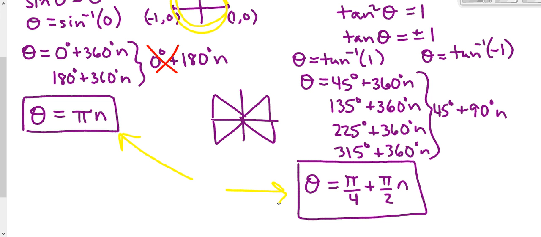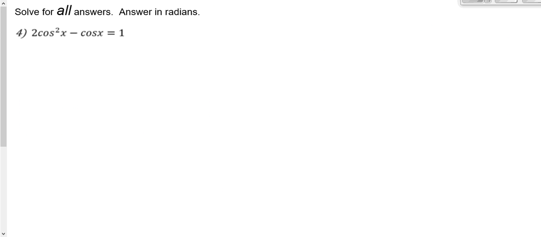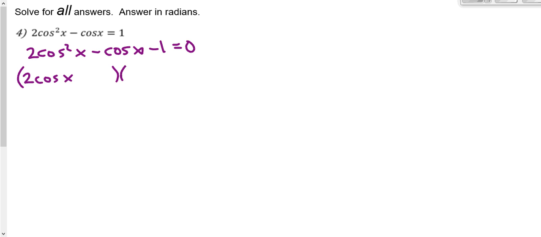Okay, we're making good time here. We have one more example to go. Number 4. So this one is a quadratic in disguise. Let's get everything over to one side and then see if we can factor it, and if not, we'll use the quadratic formula. Let's try 2 cosine x and cosine x. Let's try 1 and 1, plus the first one minus the second one, and that'll do it. So good, that's factorable.